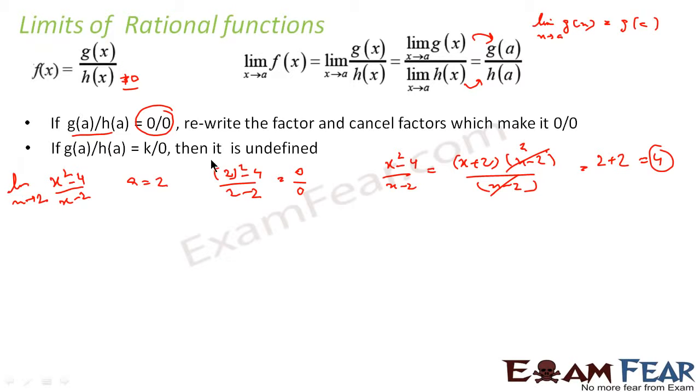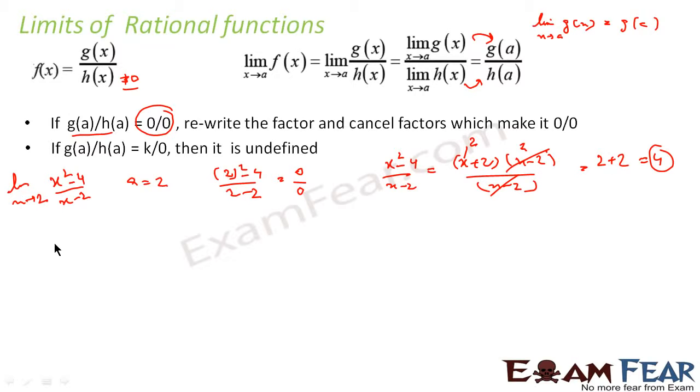So what we have done, first we have written this into g(a) by h(a) form and we got 0 by 0. And then we found that since it is 0 by 0, we have refactored this by cancelling the factors which made it 0. And then we got x plus 2 actually here. And in this x plus 2, when we say x equal to 2 here, we get 2 plus 2 is equal to 4. We'll take one more example.